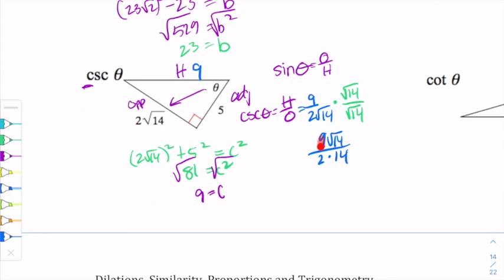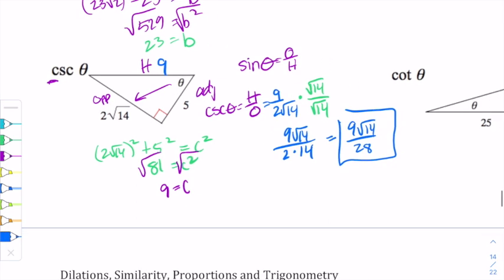I can look to see if I can reduce anything here. I cannot. So I just multiply. So 9 root 14, and then 2 times 14 is 28. Again, you can double check here and see, can I reduce there? I cannot. So then this is my answer for the cosecant.